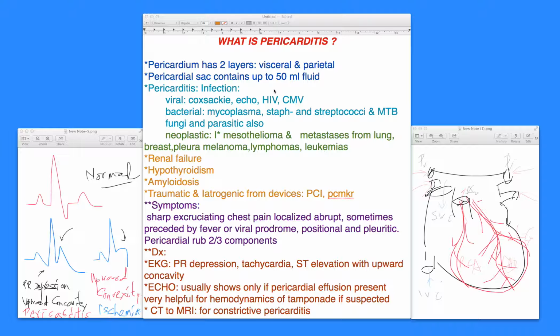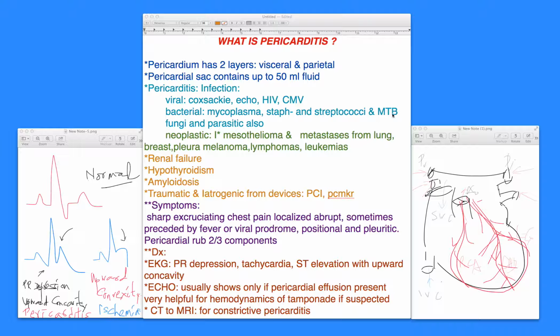Inflammation is itis. Okay, so obviously the first cause is infection. You want to see viral infections like Coxsackie, Echo, HIV, CMV, which have a predilection for the pericardial area. Cytomegalovirus, HIV virus, Coxsackie, and Echo virus. By the way, there's something called an Echo virus as well. Bacterial is classically mycoplasma, which is an atypical organism. Staphylococci and streptococci have a predilection for this area.